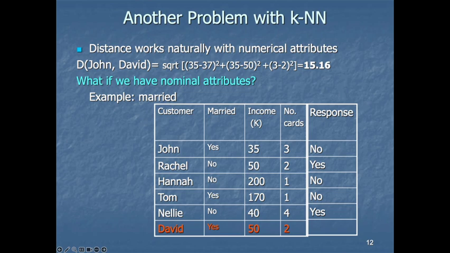When we want to calculate the distance of David with respect to all of these customers, how can we calculate it? Based on the Euclidean distance, we have to just find the square root of the sum of xi minus yi squared. And let's say x1 minus y1 here would be yes minus yes, right? Or yes minus no.